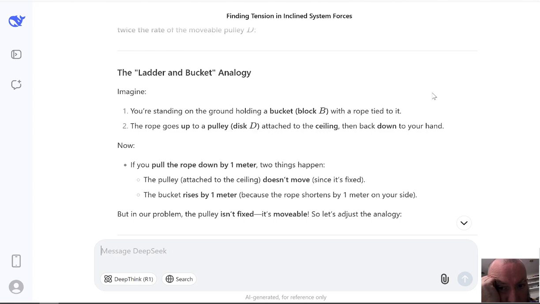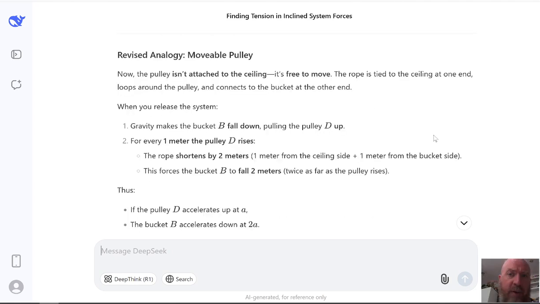Okay. Now the pulley is free to move. So for every 1 meter the pulley rises, it's 1 meter from the ceiling side and 1 meter from the bucket side, which means 2 meters have to go down. B has to move down 2 meters. Okay, I think that's a better analogy.